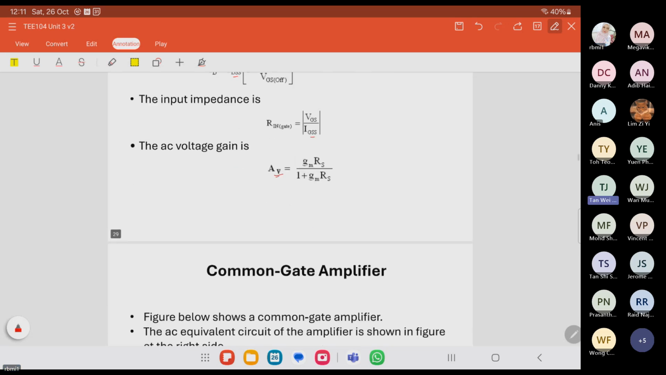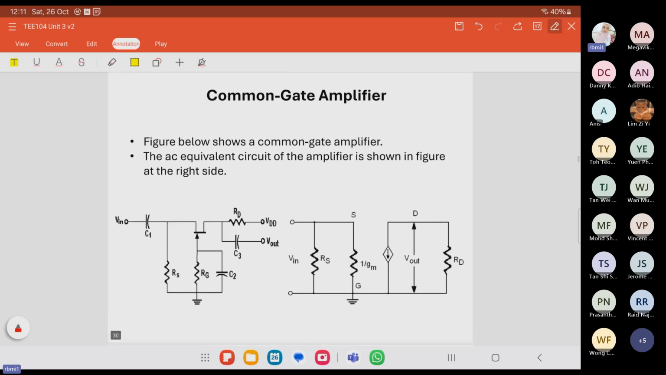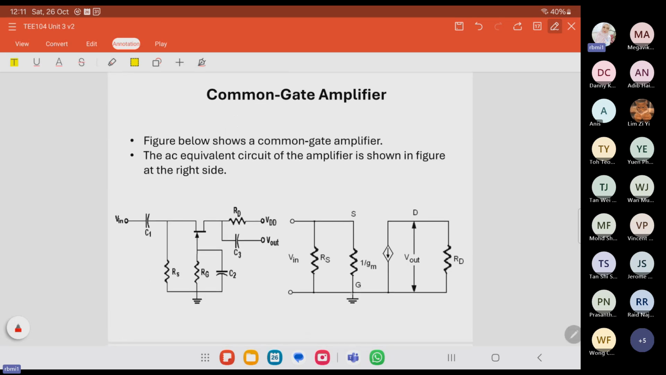Okay. Next, we have the common gate amplifier. For common gate, the gate is connected to the ground. Okay, this one.